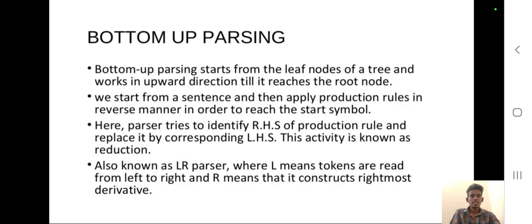Bottom up parsing. Bottom up parsing starts from the leaf nodes of a tree and works in an upward direction till it reaches the root node. We start from a sentence and then apply production rules in reverse manner in order to reach the start symbol. Hence, here the parser tries to identify the RHS of a production rule and replace it by the corresponding LHS. This activity is known as reduction. It is also known as LR parser, where L means tokens are read from left to right and R means that it constructs a rightmost derivation.